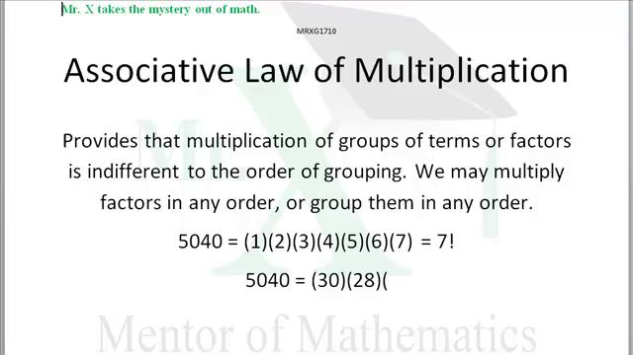Let's see, what have we used so far? We're saying that 5040 is equal to 30. Ooh, 5 times 6 is 30. Times 28. Oh, 4 times 7 is 28. What does that leave? 1 times 2 times 3. That would have to be a 6. Indeed, 30 times 28 times 6 has got to be 5040.